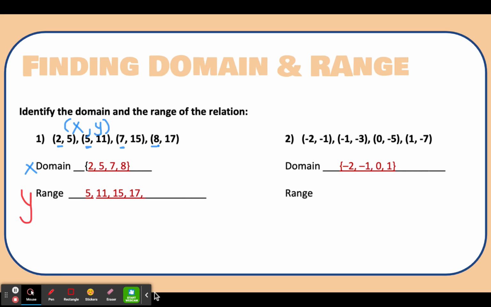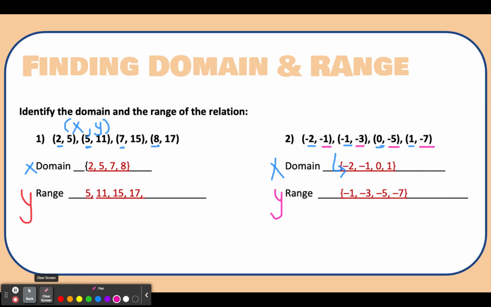Number 2, our domain is the set of all x values. Again, we know x is -2, -1, 0, 1. And that's what I see right here. And then my range is the set of all y values. My y values being -1, -3, -5, -7. And there we go.